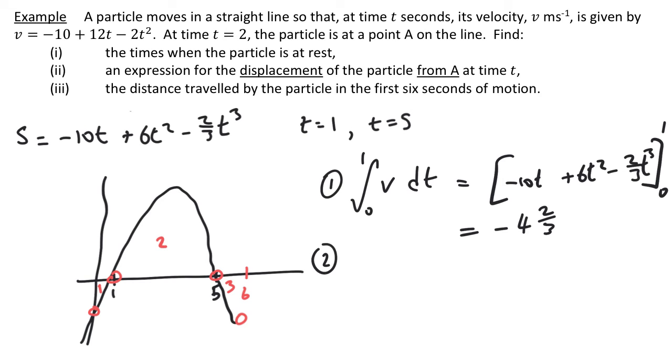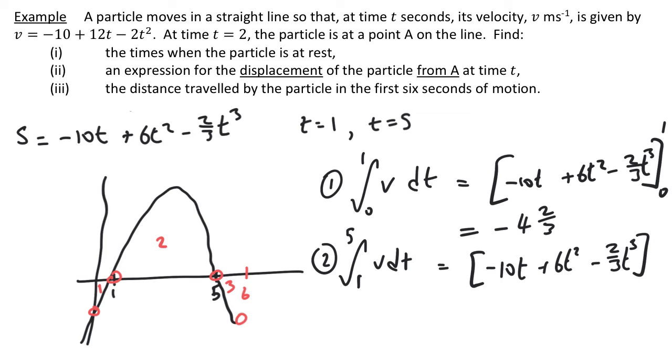For the second part, if we integrate this time between 5 and 1 for v dt, well, that's going to be -10t + 6t² - 2/3 t³ between 5 and 1. So that's going to equal 16 2/3 minus -4 2/3, which gives us 21 1/3.